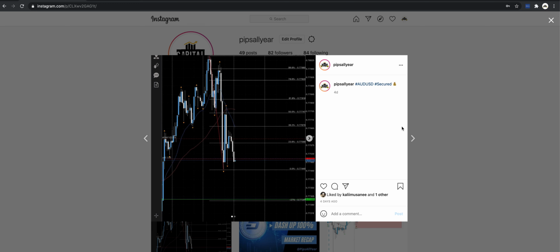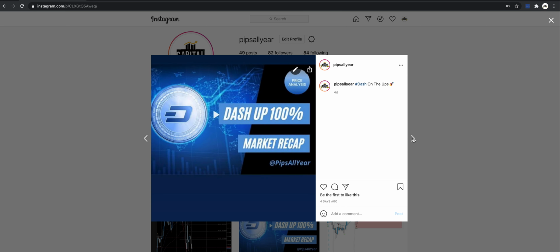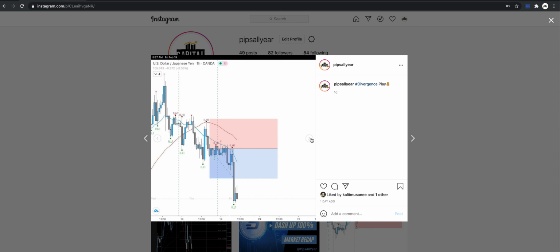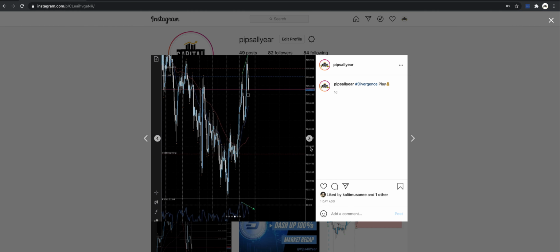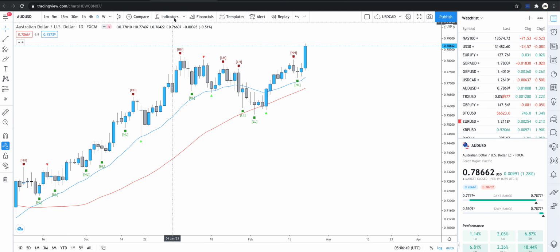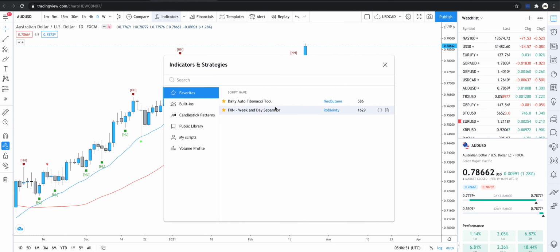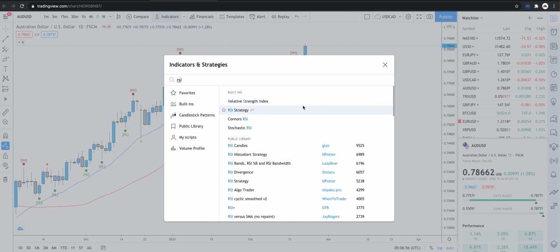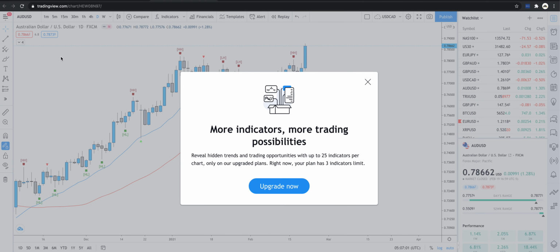With divergence, you have an indicator called the RSI that you use, so that you can tell the strength of a certain pair at a certain time. If you come over here to indicators, you type in RSI. It's the relative strength index. Click that to add it to your pair.